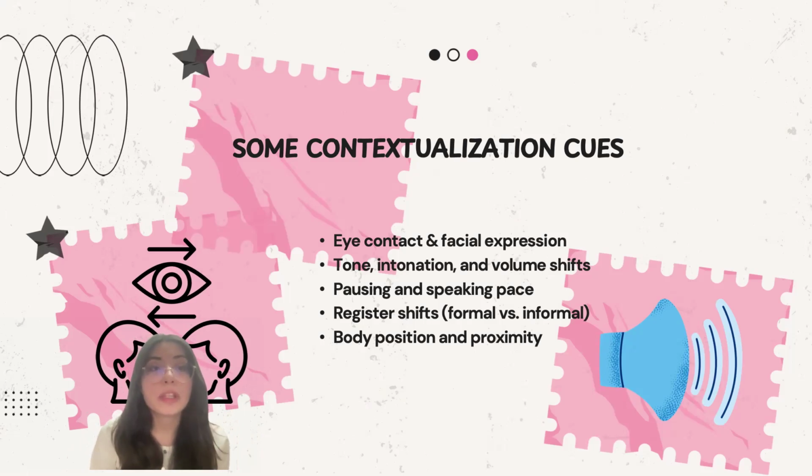Register shifts, such as moving from a formal classroom style to an informal one, can change how students interpret expectations. Finally, body position and physical proximity influence authority, approachability, and inclusion. Being aware of these cues helps prevent misinterpretation and supports more equitable classroom interaction.